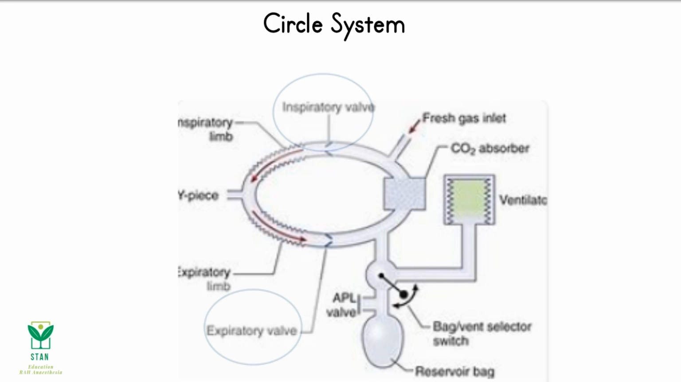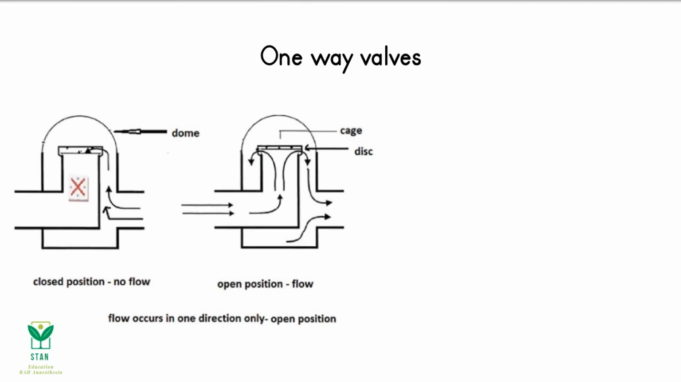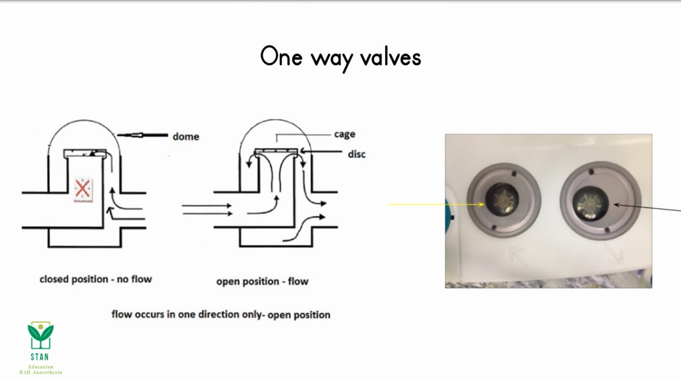Expired gases are passed through a carbon dioxide absorber, also known as a soda lime absorber. CO2 is removed by the absorber, and the remaining gases, oxygen, nitrogen, volatile agent, nitrous oxide if you're using it, are passed back into the inspiratory limb and thus recycled. I've got a diagram and a picture of the one-way valves on this slide. You can see how they operate from the diagram. They're just a simple disc sitting on top of a cage, which will open or close depending on the direction of gas flow.